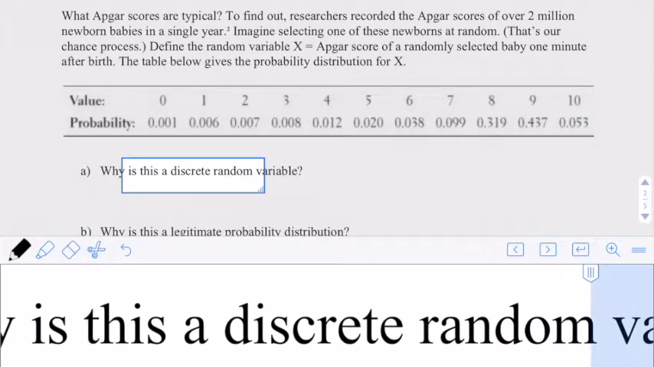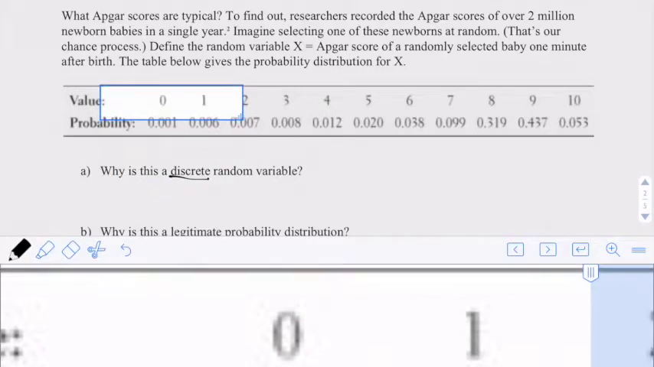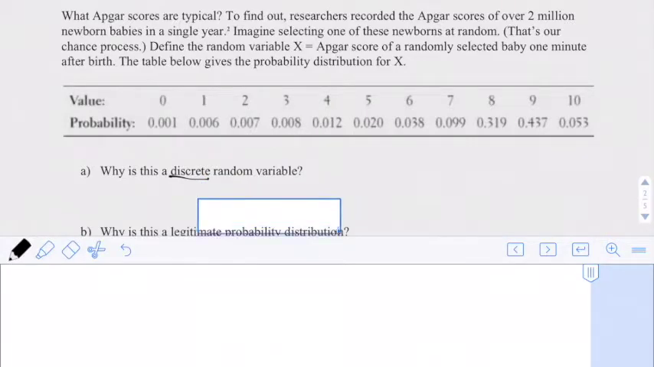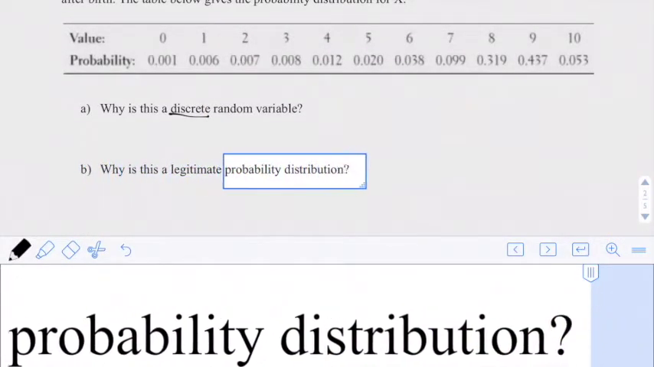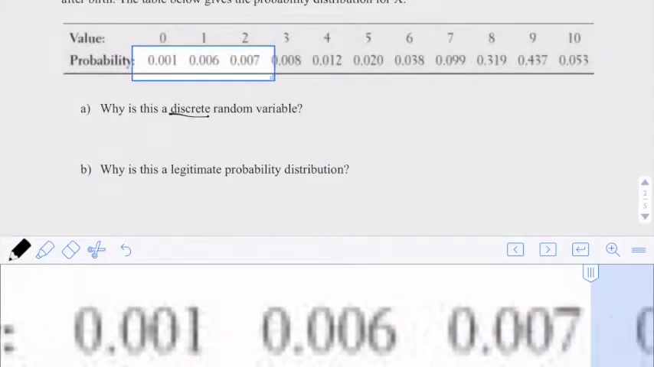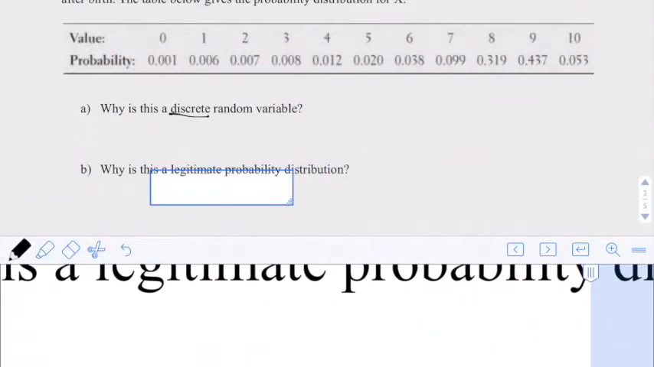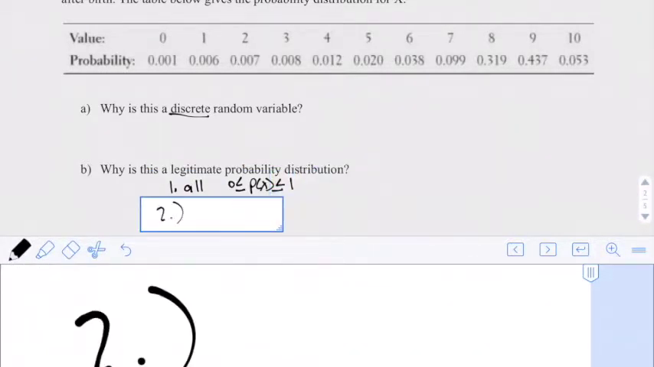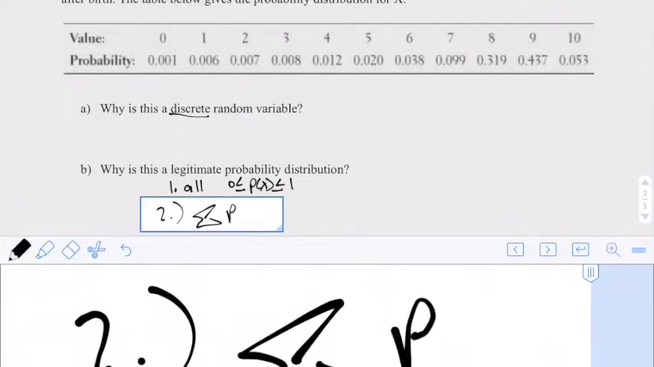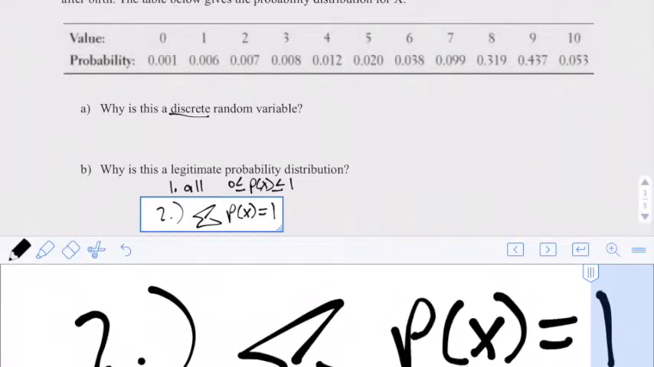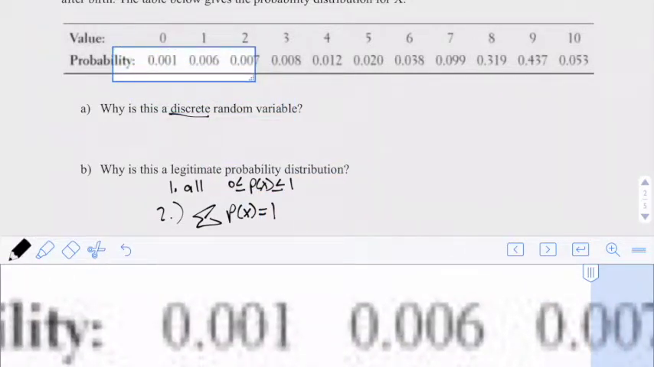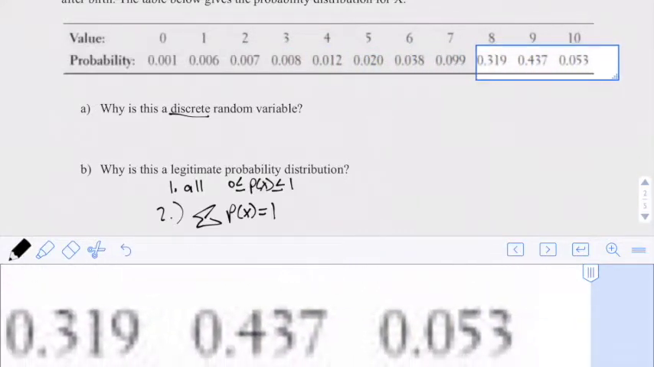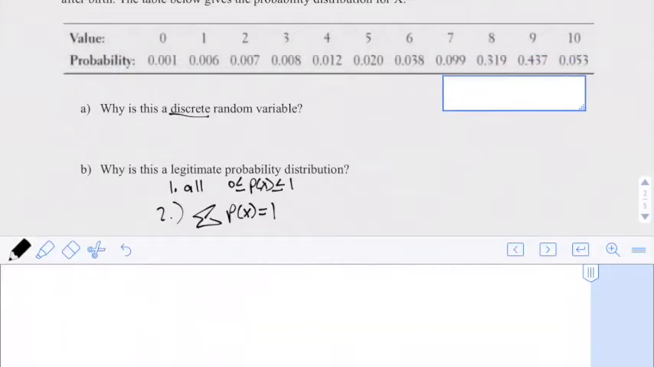So why is this a discrete random variable? Well, that's because we have these values 0, 1, 2, 3, 4, 5. It's not continuous. We have discrete values. Why is this a legitimate probability distribution? Well, 1, all the probabilities are between 0 and 1. And 2, the sum of all the probabilities add up to 1. Now we would have to check this, add this, plus this, plus all of these, add them all up, it'll give you 1. I'm just going to tell you it works, save some time.